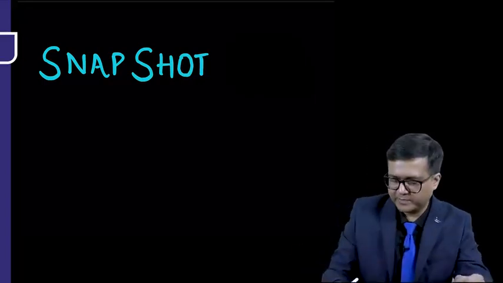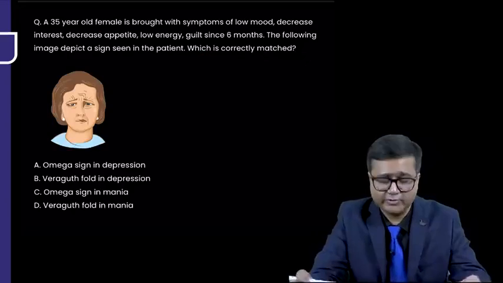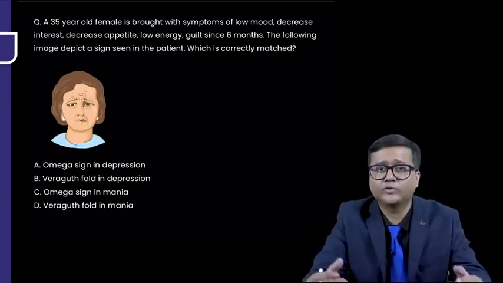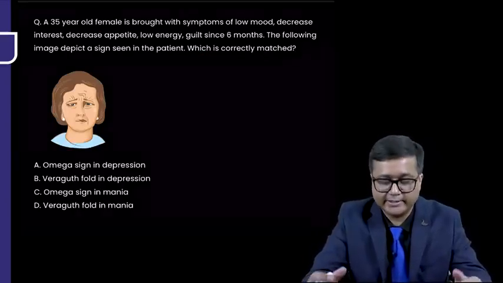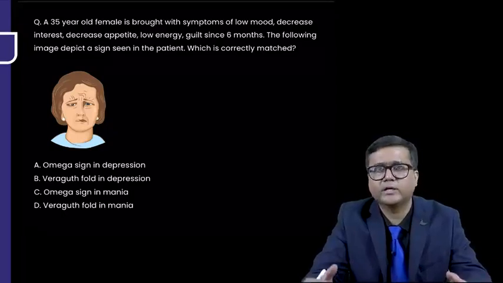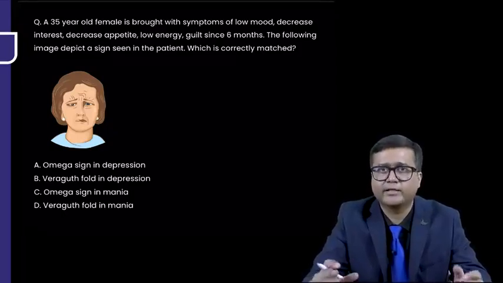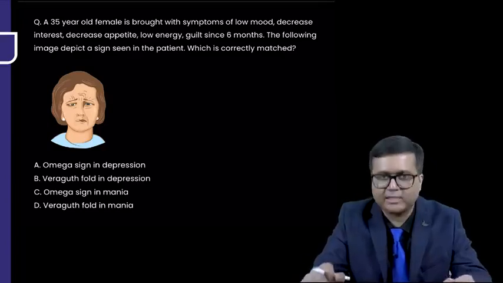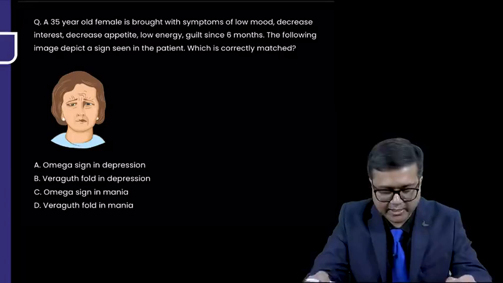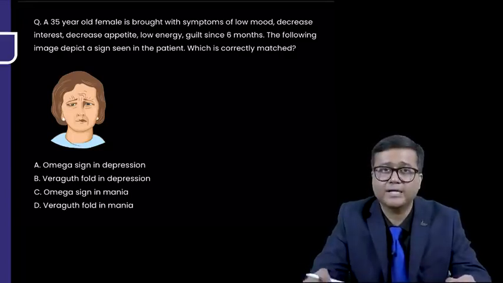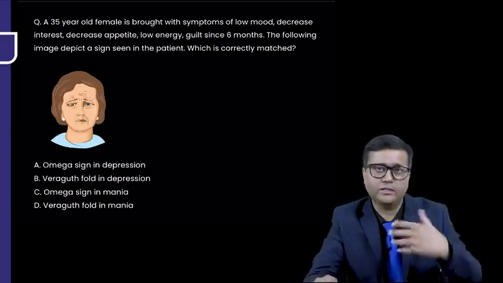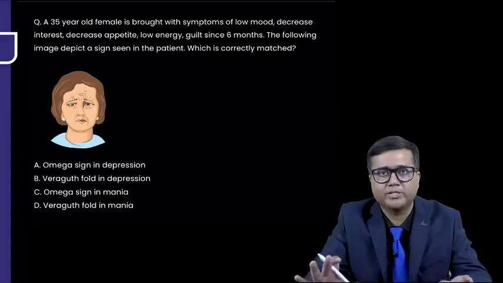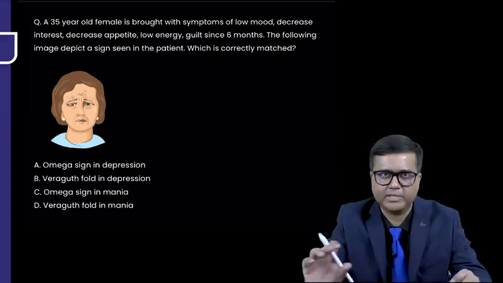So let us begin. The first question is: a 35-year-old female is brought with symptoms of low mood, decreased interest, decreased appetite, low energy, guilt since 6 months. The following image depicts a sign seen in the patient. Which of the following is correctly matched? The options are A. Omega sign in depression, B. Varigat fold in depression, C. Omega sign in mania, and D. Varigat fold in mania.